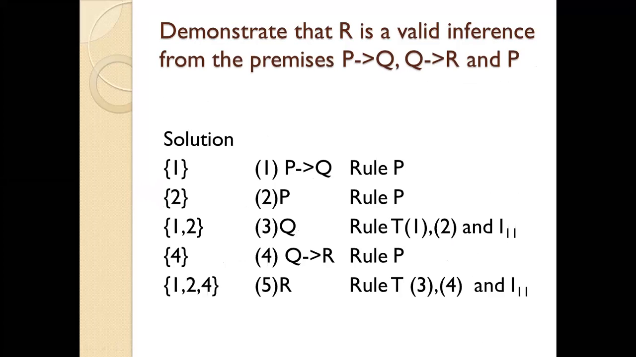Then the next step, that is the fourth step. So here we have written 4. Q implies R, which is a premise. Q implies R is a premise, which is Rule P over here.